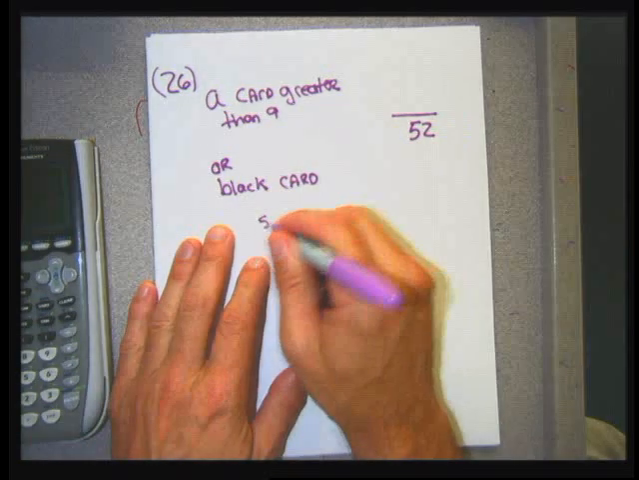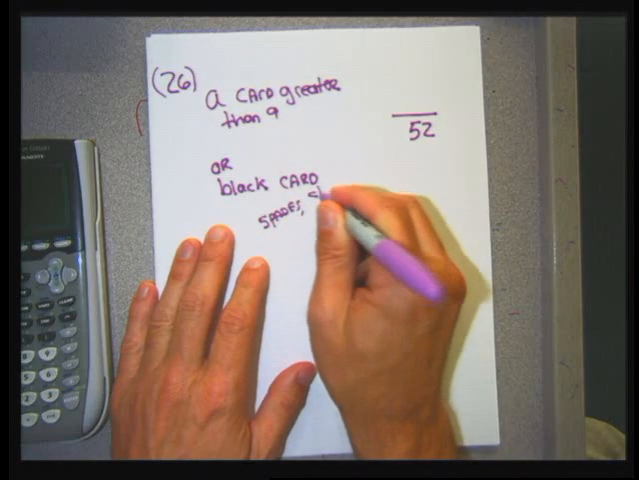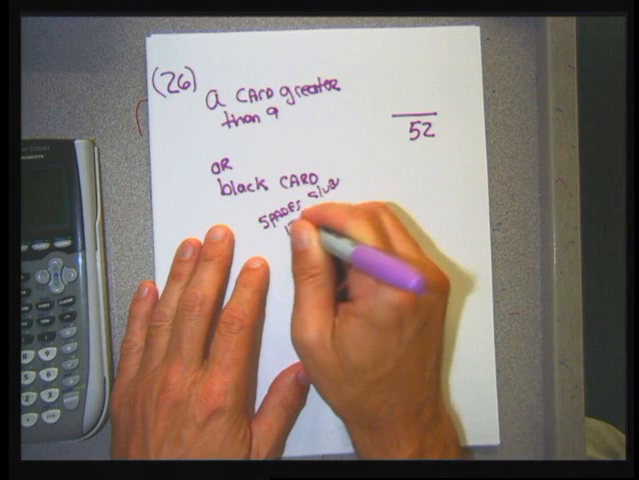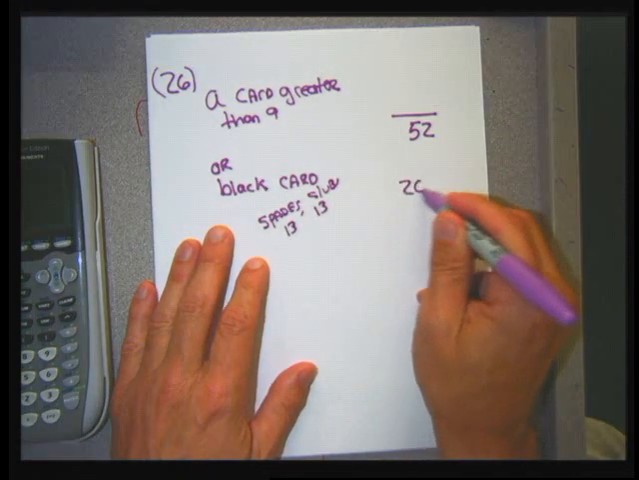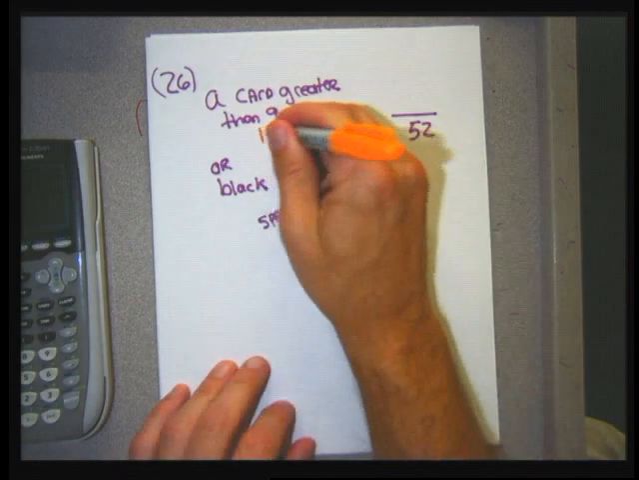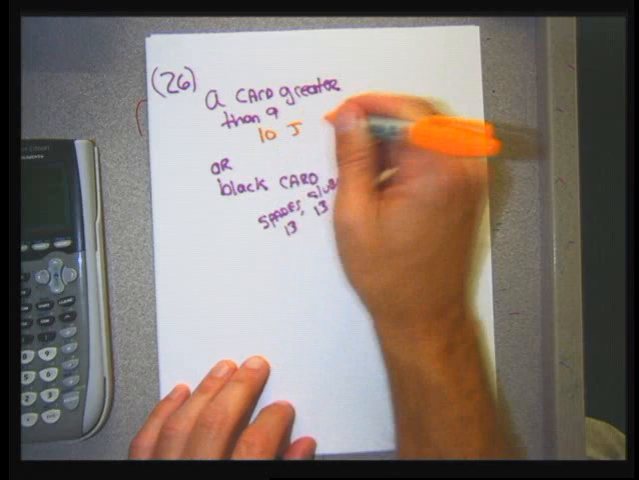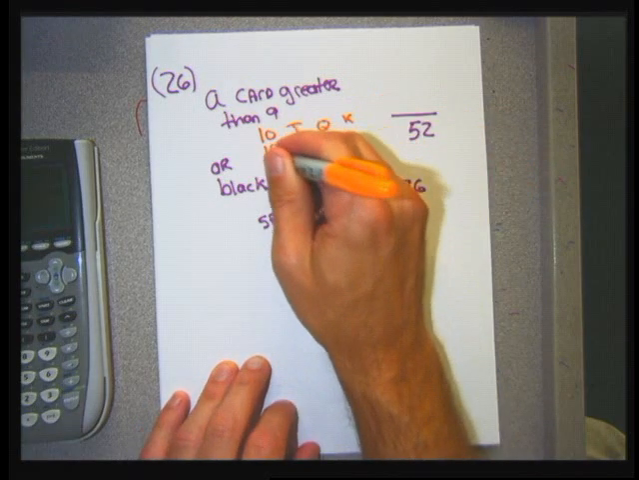This is all the spades and all the clubs. There are 13 spades and 13 clubs. That's going to make up 26 cards. Now, in addition to those 26 cards, I want to write any card that's greater than a 9 that I haven't already counted. The cards that are greater than 9s are the 10s, the jacks, the queens, and kings of each of the 4 suits.